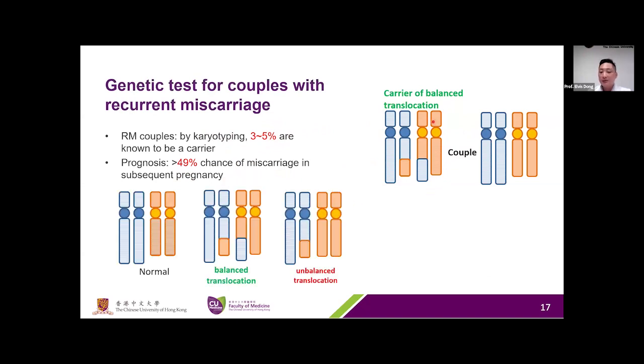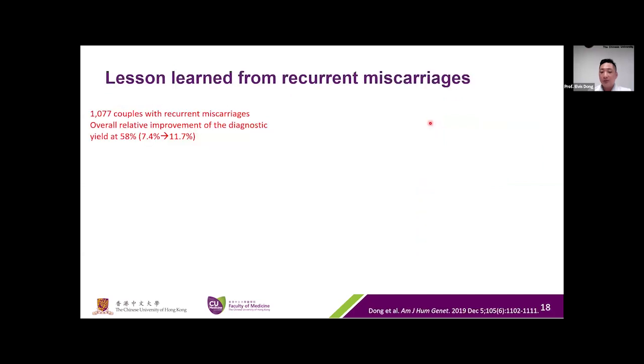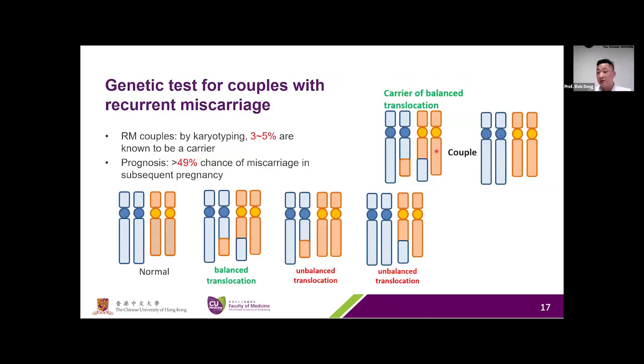So for this case, sometimes it depends on the location of the breakpoint as well as the chromosomes involved. It might generate normal or balanced gametes, but most likely they will also generate unbalanced translocation, which will lead to lethal embryo as well as lethal fetus.